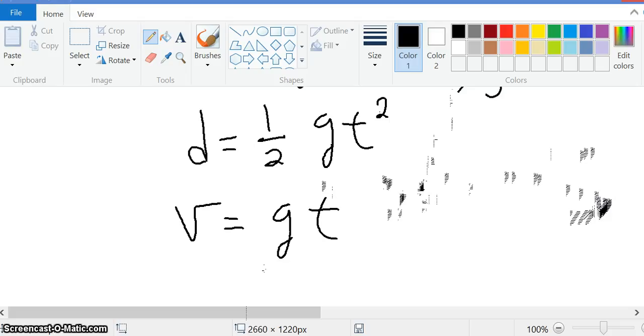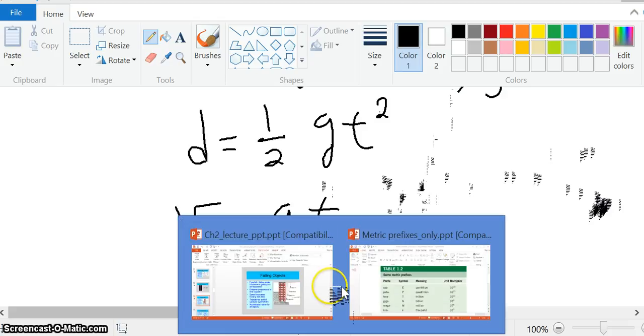The distance changes with time in the following manner. The distance is equal to 1/2 the acceleration due to gravity from the Earth, little g, times the time squared. And then the velocity changes with time similar to what we had above, but now the velocity is equal to g times t. Okay, so that's how those change.